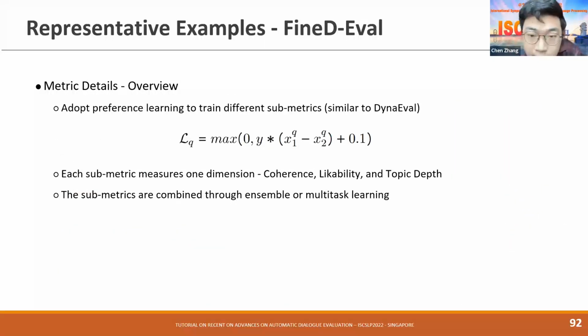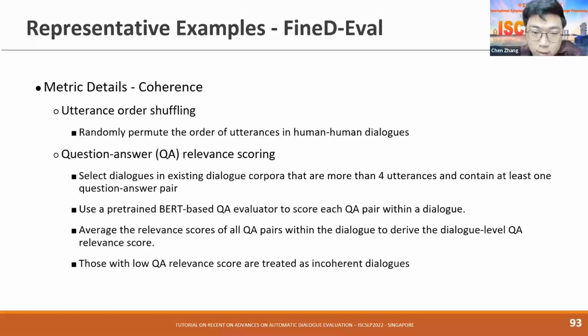Basically, for training the submetrics, we adopt a similar preference learning framework to the one we used to train DialogEval. But we adopt different sampling strategies for different groups, like coherence, likability, and topical depth. And the submetrics are combined through ensemble and multitask learning.